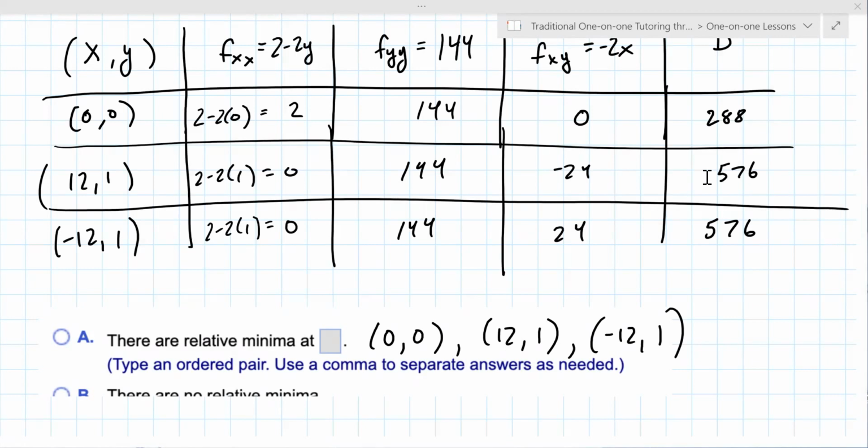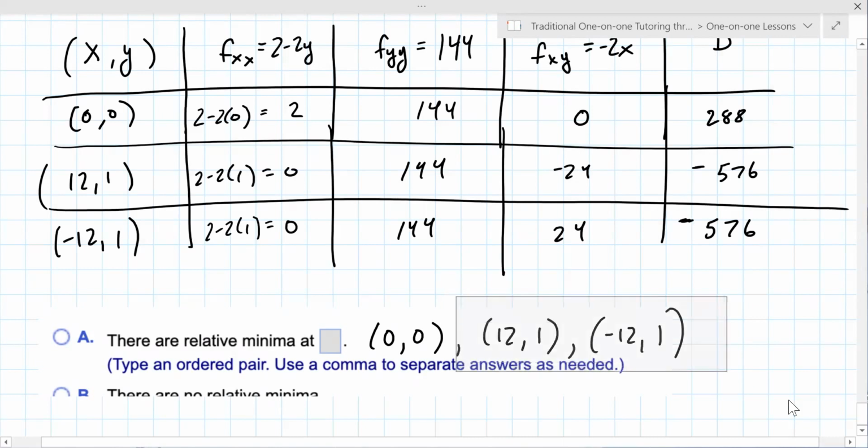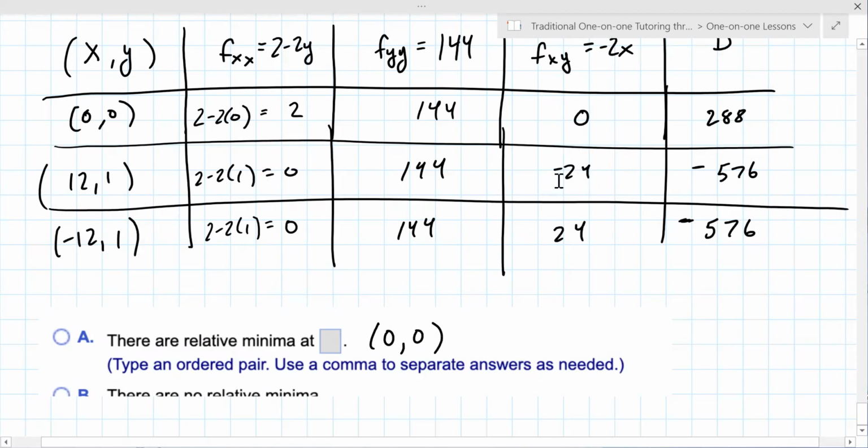Oh no, I'm sorry. These are negative, aren't they? Because you subtract. I'm sorry. That's wrong. These are negative because you square this last one, but you're subtracting it. So that would be a maxima?